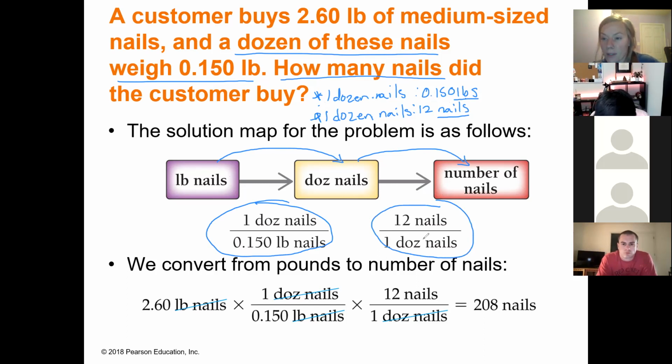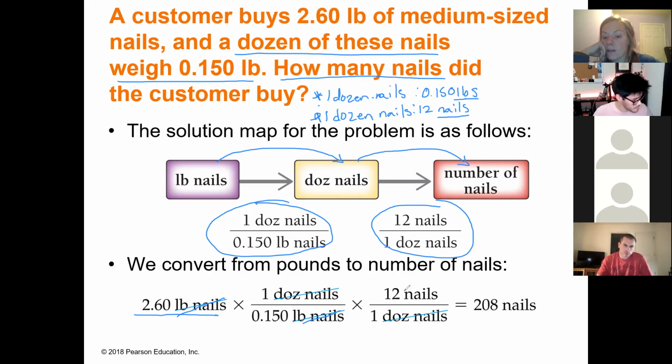This second one probably feels like a no-brainer. You're like, well, obviously, if I want to go from dozens to individual nails, I would just multiply by 12. But I want you to be setting it up in dimensional analysis. So we take our initial amount. We had 2.6 pounds of these nails. I know that for every 0.15 pound of the nails, I get a dozen nails. So putting the pounds on the bottom allows me to cancel units. It's the same thing we did in the beginning with inches and feet and all that stuff. That pound relationship goes to dozens of nails.